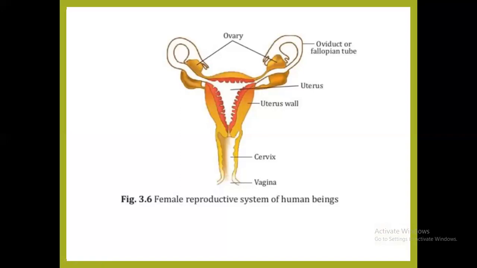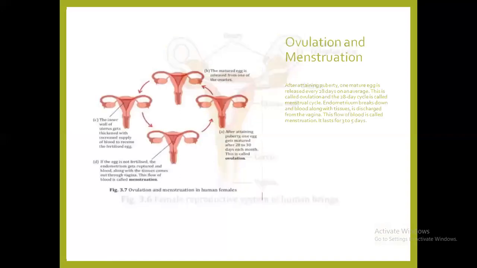Cervix is the lower part of the uterus, which opens outside through the vagina. The vagina receives the sperms and also serves as a birth canal through which the mature baby is delivered. So this was the female reproductive system. Now we are coming on to ovulation and menstruation.